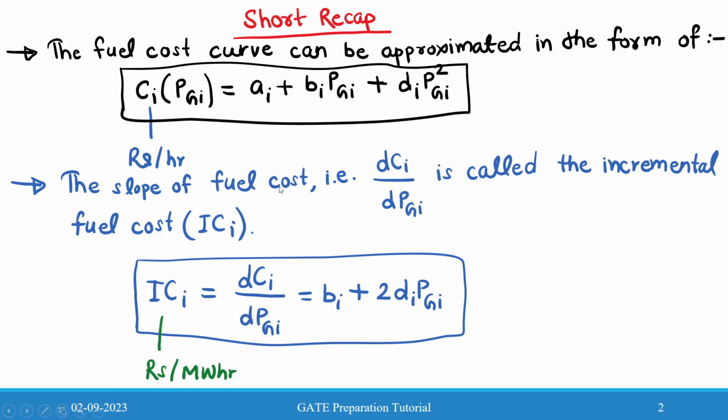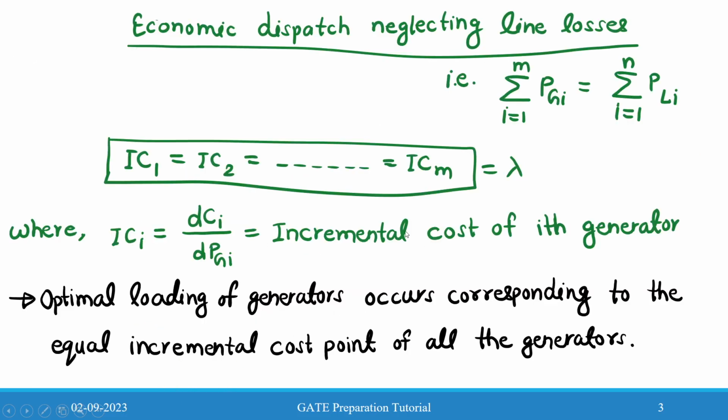So if you take the derivative of this fuel cost, then you will find the incremental fuel cost, and that is expressed in this form. The unit for this incremental fuel cost will be rupees per megawatt hour. And there are two cases for this economic dispatch problem. If we consider line losses, that is the first case, and in the other case we neglect the line losses. First we will see economic dispatch while neglecting the line losses.